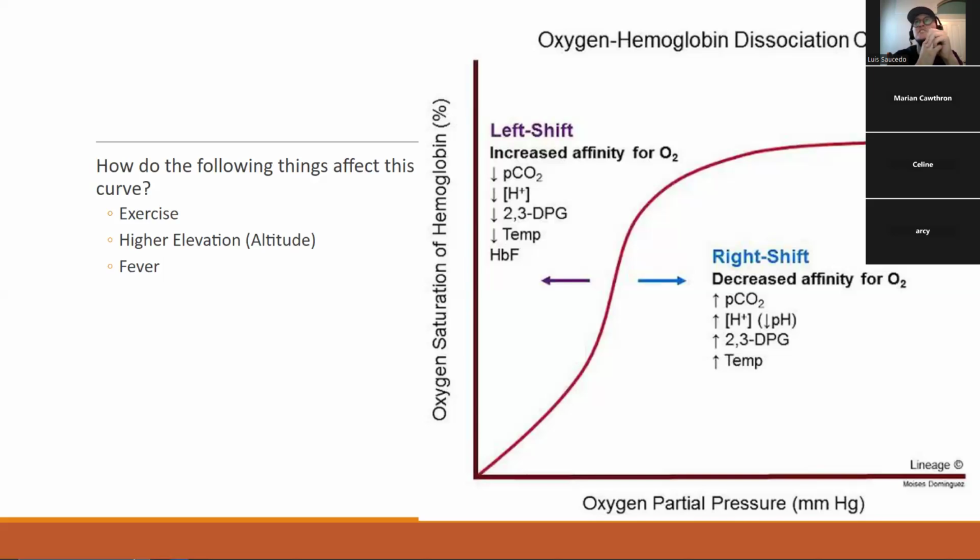I'll use an example of fever. With a fever, your body temperature is now higher, so with a higher blood temperature and body temperature overall, my curve's going to shift to the right, which means my red blood cells are not going to be able to hold as much oxygen as when I was healthy. What that means in the grand scheme of things is that I now need more oxygen to get the same amount of oxygen to my cells that I did when I was healthy.